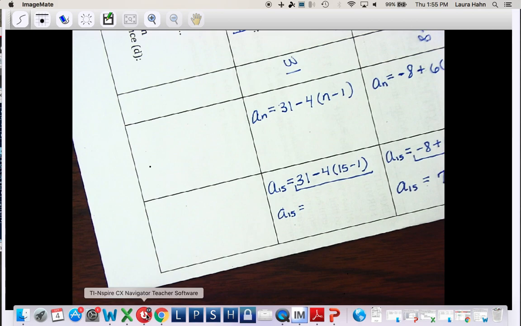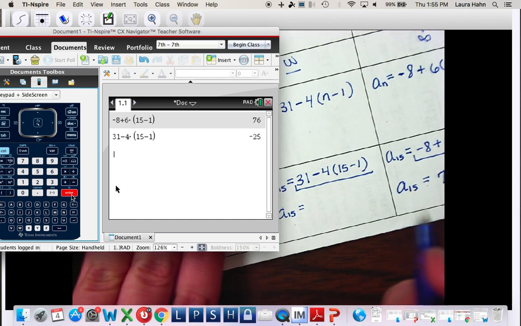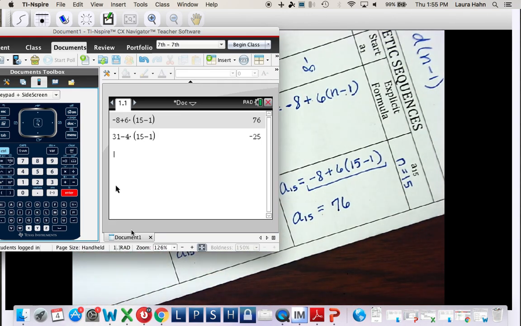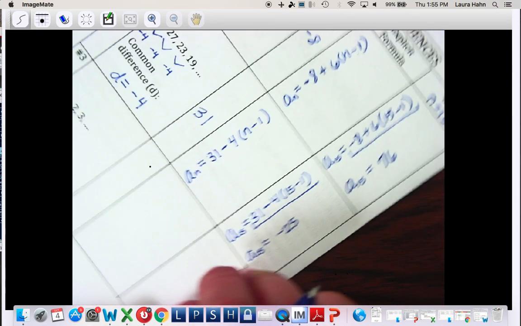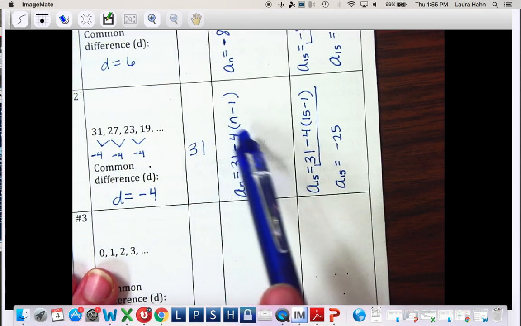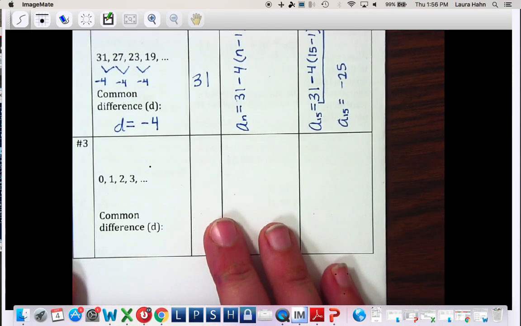Let's see, where's my calculator? All right, so I'm going to type in 31 minus 4, open parentheses, 15 minus 1, close parentheses, and press enter. I got negative 25. So I know the 15th number would be negative 25. If I would write this pattern out and keep going and keep subtracting 4, when I get to the 15th number, it will be negative 25. All right.